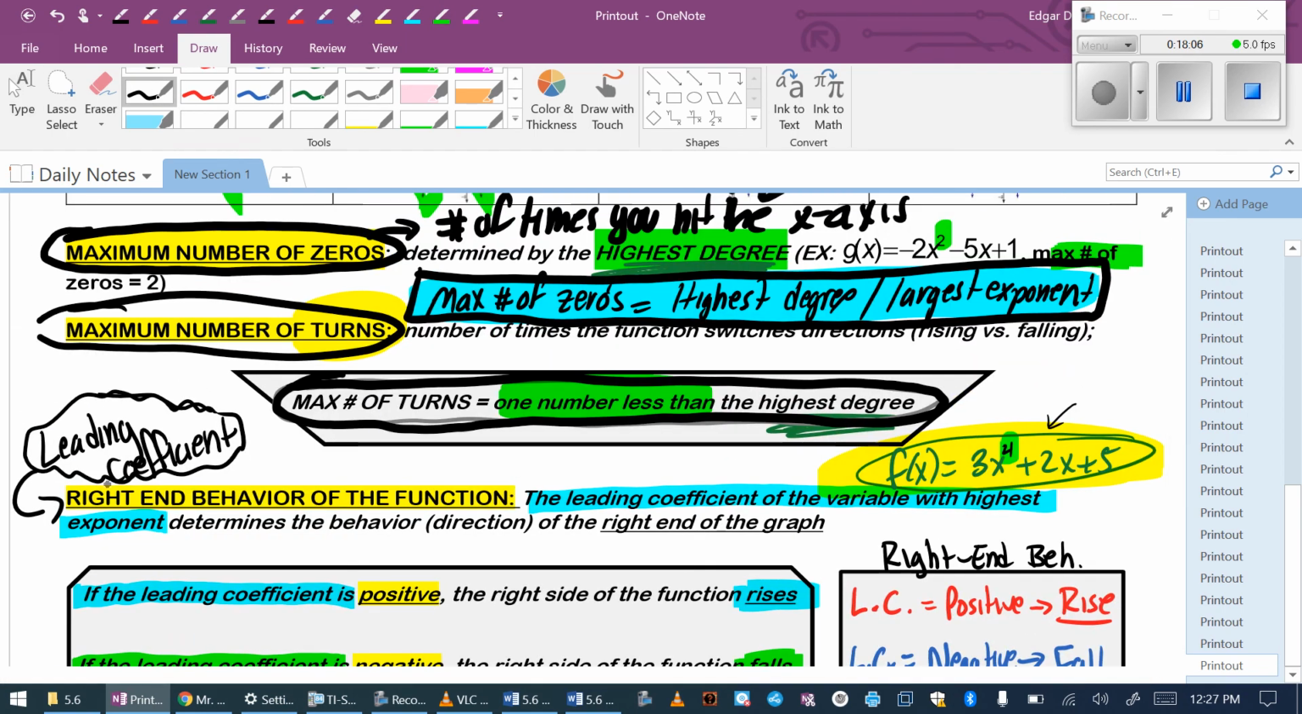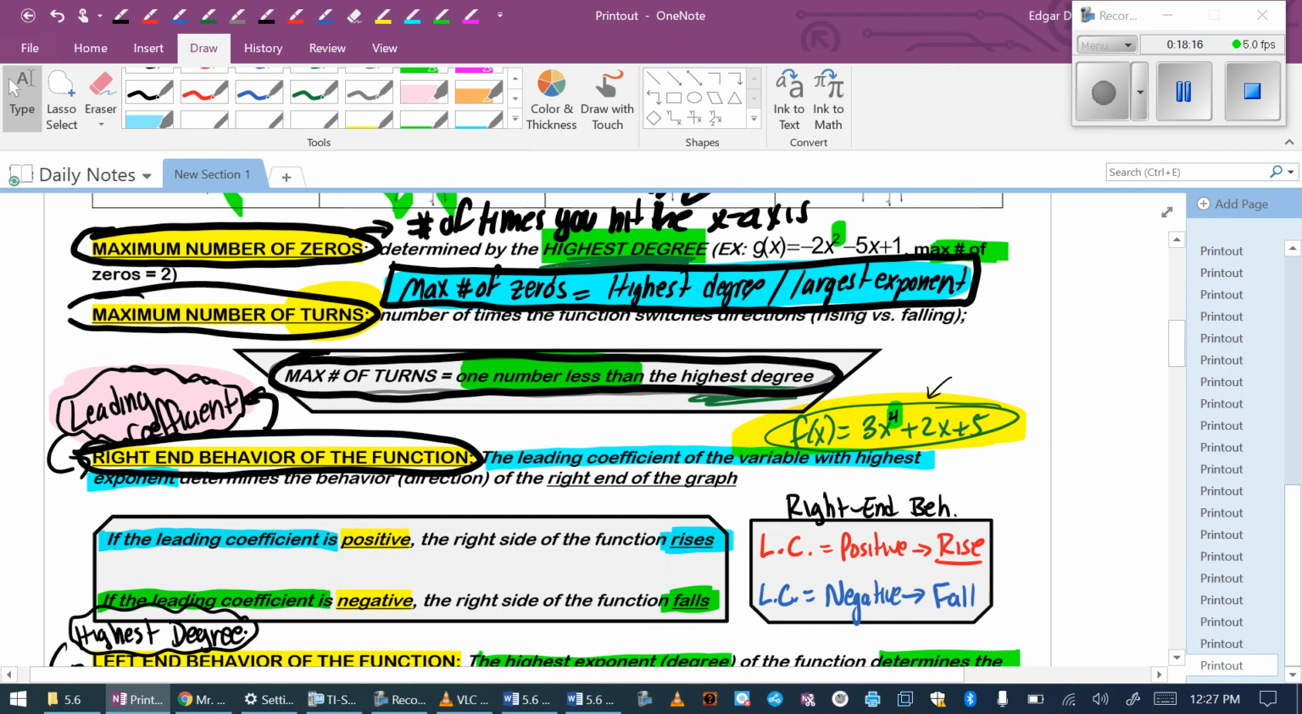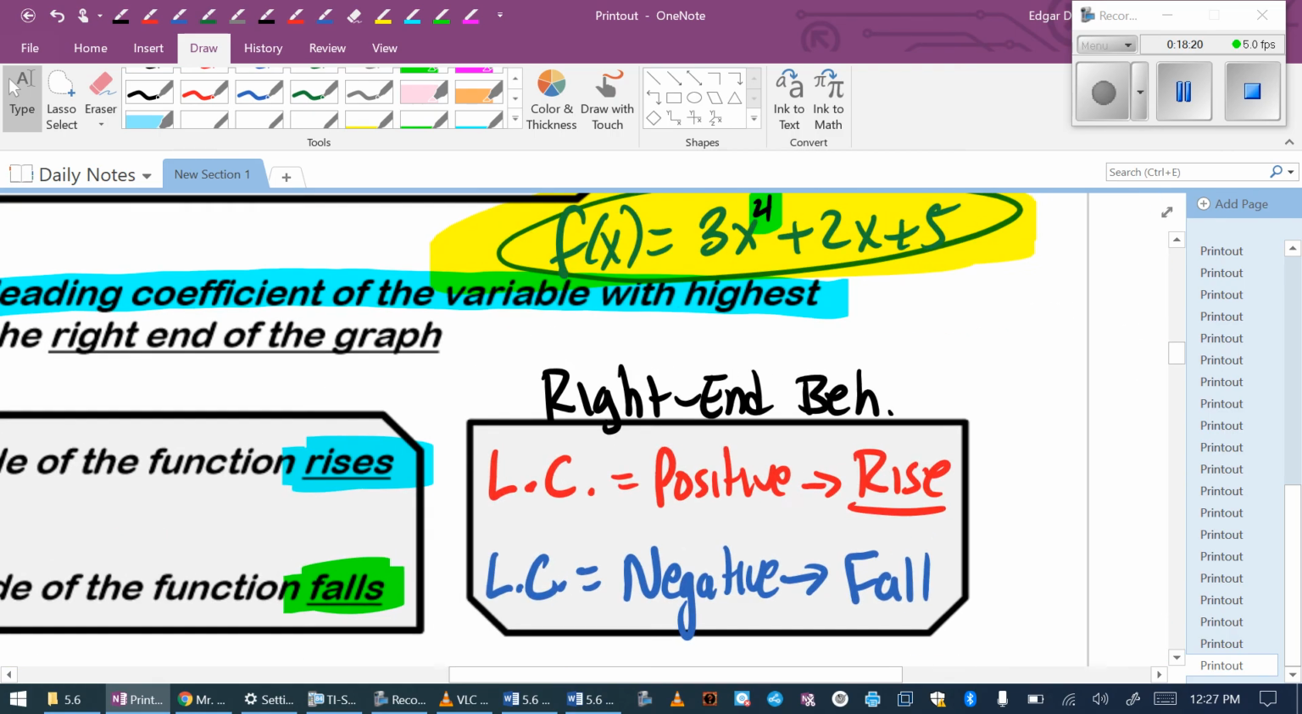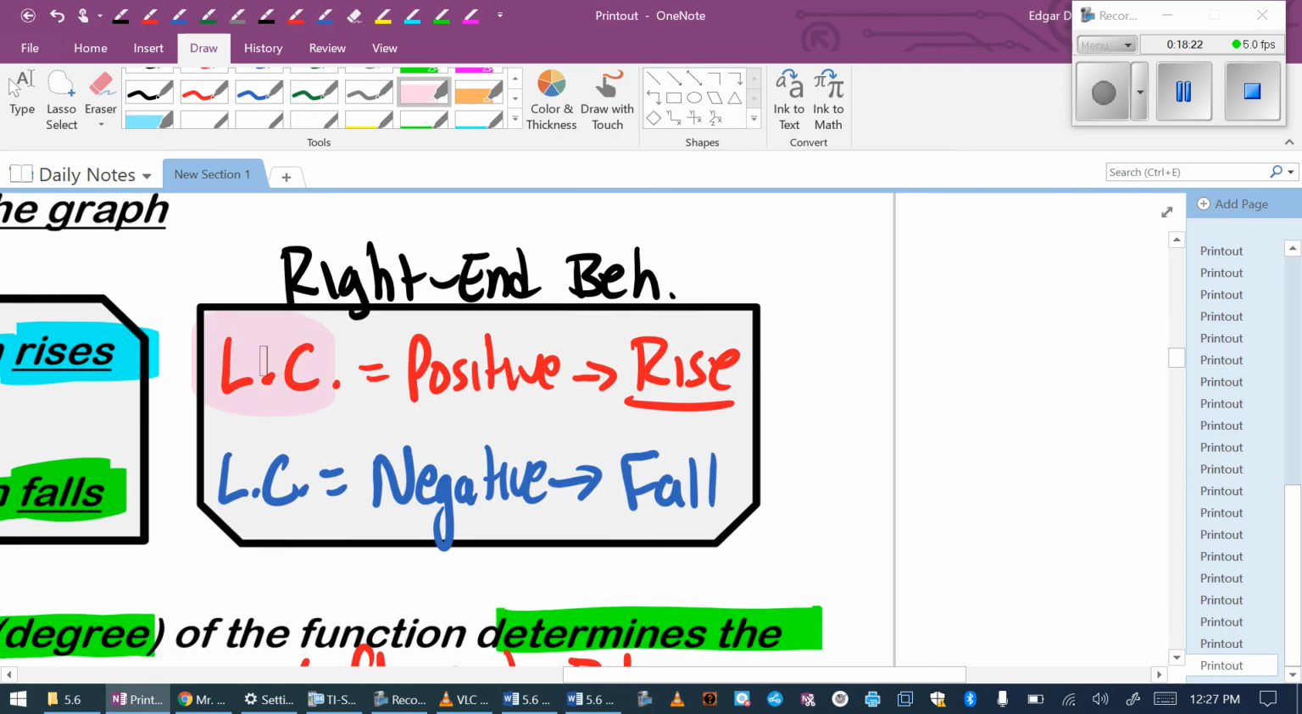The next important thing is right-hand behavior. Now, for right-hand behavior, you have to pay attention to the leading coefficient, guys. The leading coefficient is the number in front of the variable with the highest degree. And we summarized it by saying this. If the leading coefficient is positive, the right-hand behavior is going to rise. If the leading coefficient is negative, then the right-hand behavior is going to fall. Okay, that's the right-hand behavior.